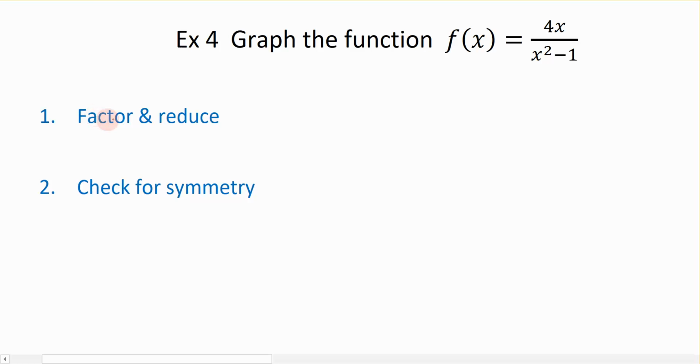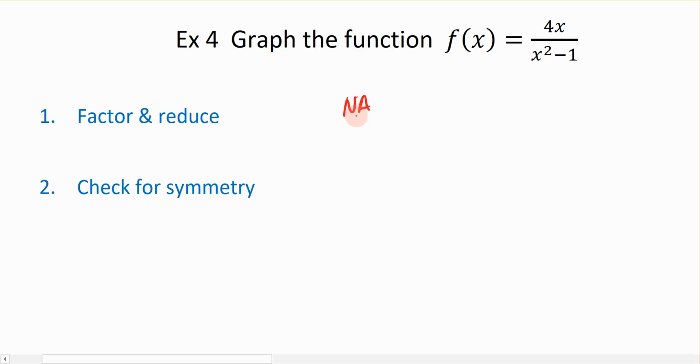The first one we're going to look for is, can I factor and then reduce the function that I'm looking at? Well, 4x and x squared minus 1. There's no way that I can factor this any further and reduce it, so in this particular case, I don't need to do that step.